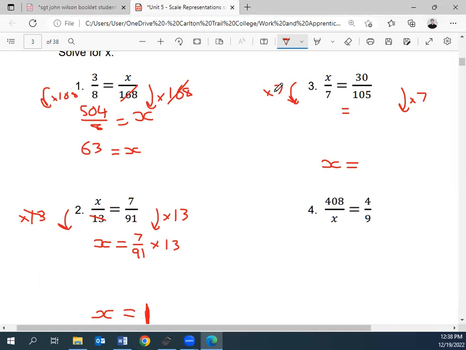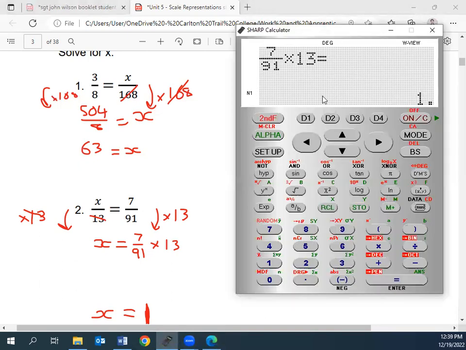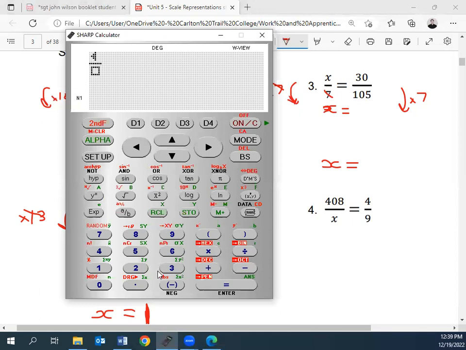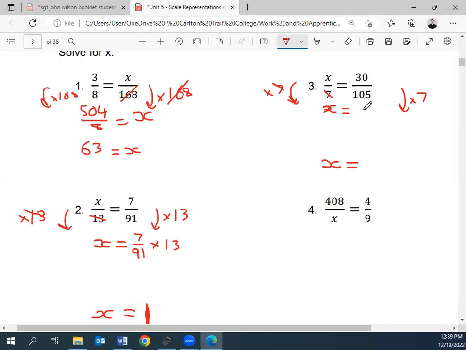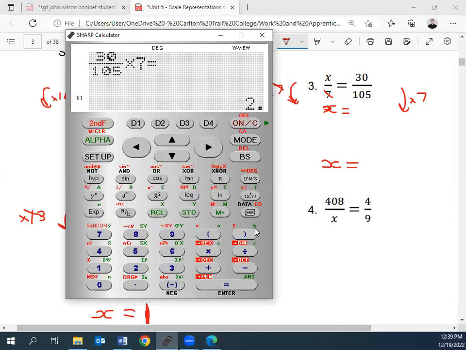So I'm just focused on the left side right now. These are going to cancel out. I'm just going to be left with x on this side. Now on this side here, all I'm doing is taking this whole fraction, 30 over 105, and timesing the whole thing by 7. So I'm just bringing this down. Oops. And if I do that, it tells me I'm going to eventually get the answer of 2.